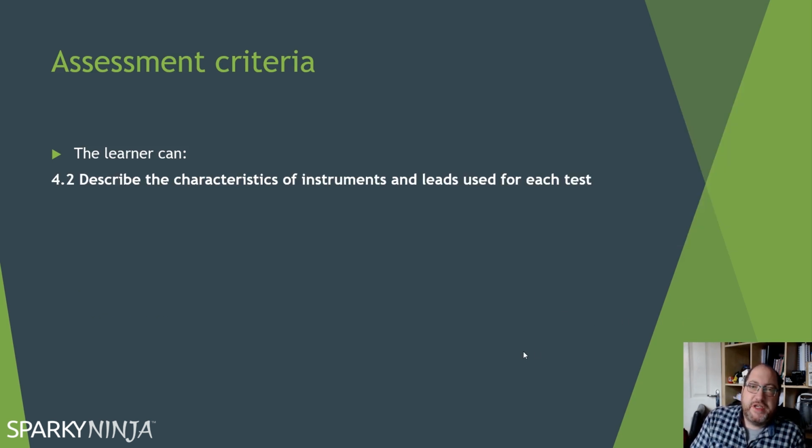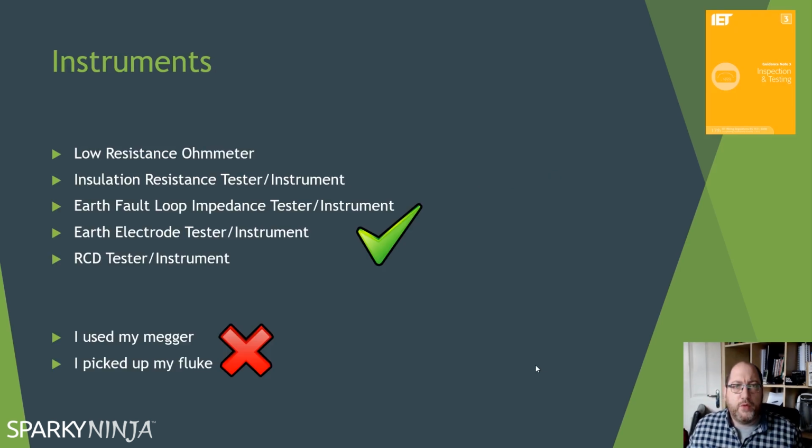Describe the characteristics of instruments and the leads used for each test. Okay, so to start off with, make sure that you understand what to call the tester. So we would call them the low resistance ohm meter, the insulation resistance tester, the earth fault loop impedance tester. We wouldn't call them your MFT or your mega or your fluke. We have to make sure we have the right terminology for the instrument.